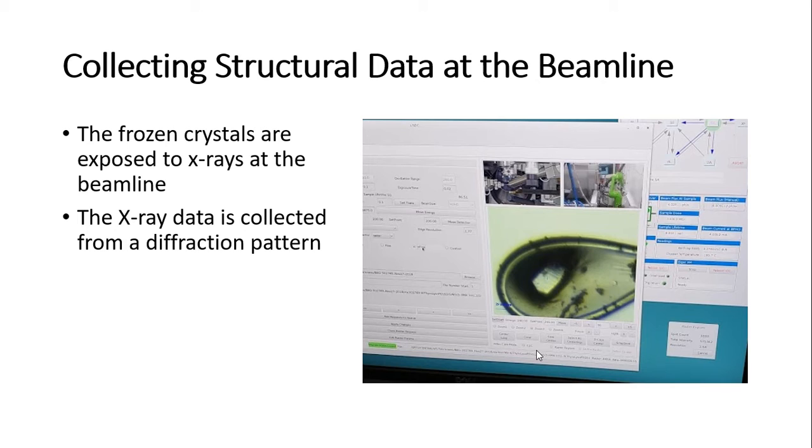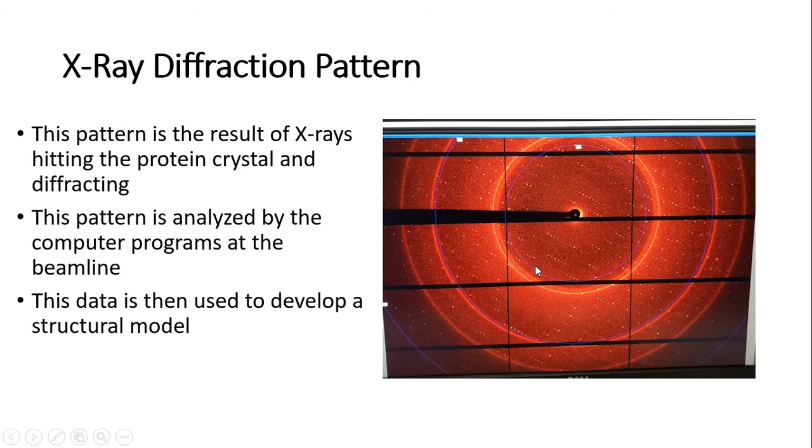And then the X-ray diffraction pattern is collected. So we can see here's our loop up close and personal, and then here's our crystal. When we shoot that crystal with X-rays, we get a pattern that looks like this. This is the result of X-rays hitting the protein crystal and diffracting. The pattern gets analyzed by the computer programs at the beamline, which is then used to make a structural model.